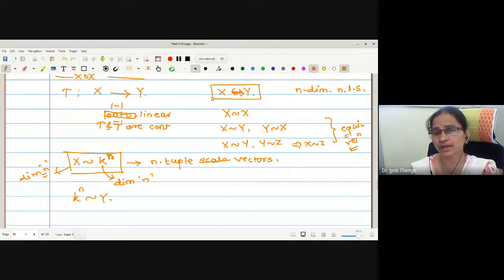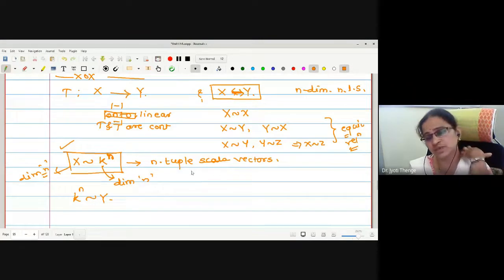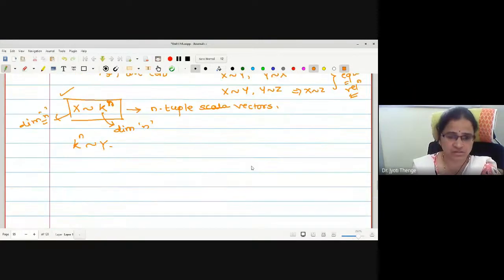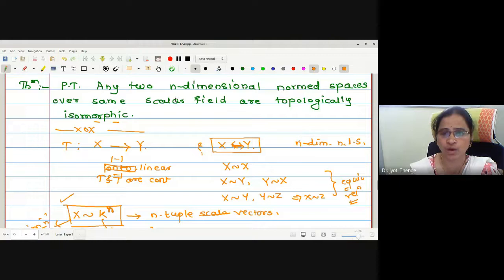Therefore, we were going to use this part. Instead of showing directly a topological isomorphism here, we were going to make use of this. We were going to show x is topologically isomorphic to Kn. Kn is the n-dimensional linear space with n-tuple vectors. Is that okay? This is the theme of the proof we were going to follow. Let us come to the proof now.